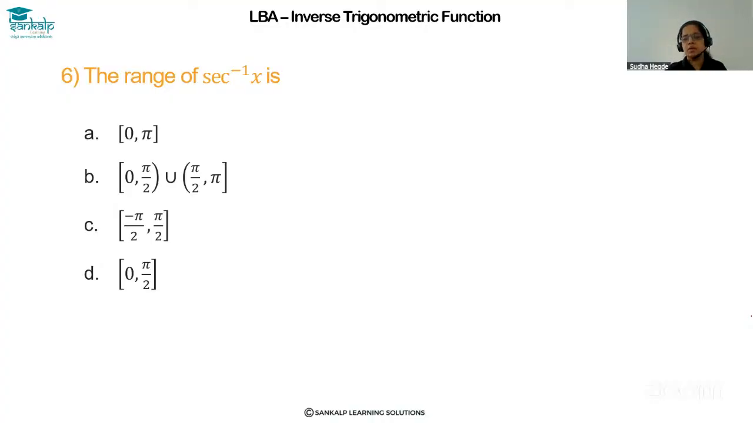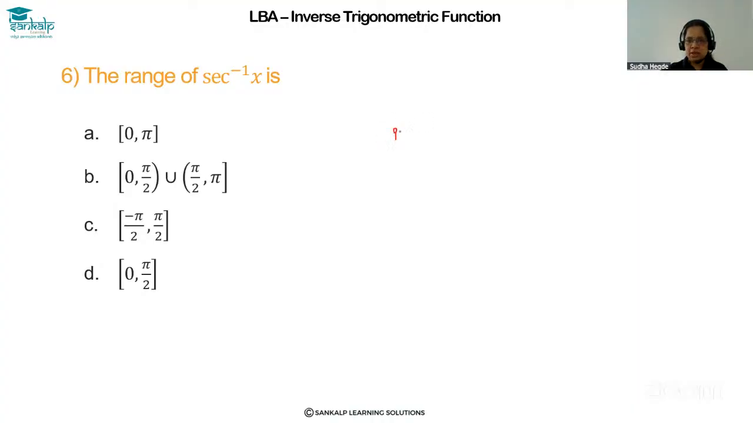Hi students, the question is, the range of secant inverse x is option A, closed interval 0 to pi; option B, closed 0, open pi by 2 union open pi by 2 to pi closed; option C, closed interval minus pi by 2 to pi by 2; option D, 0 to pi by 2 closed interval.